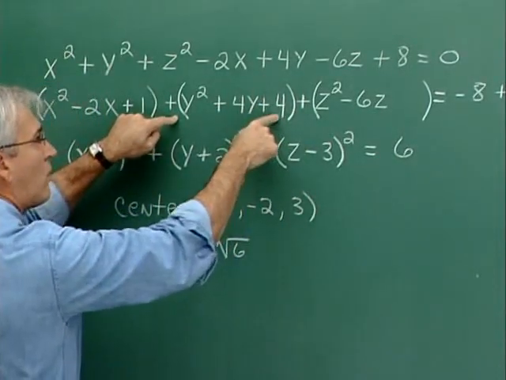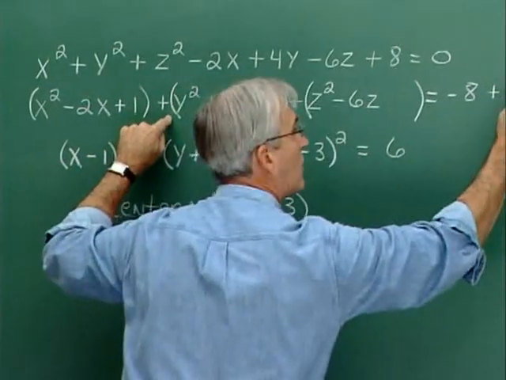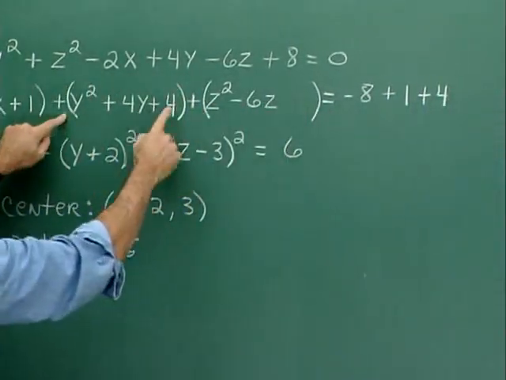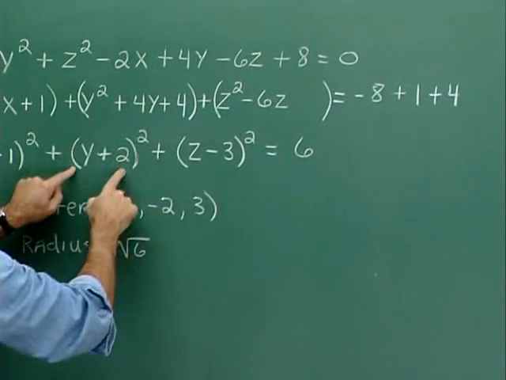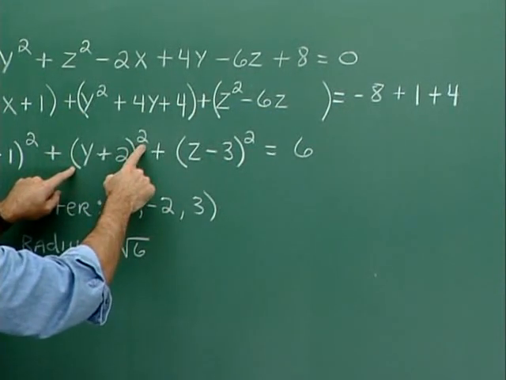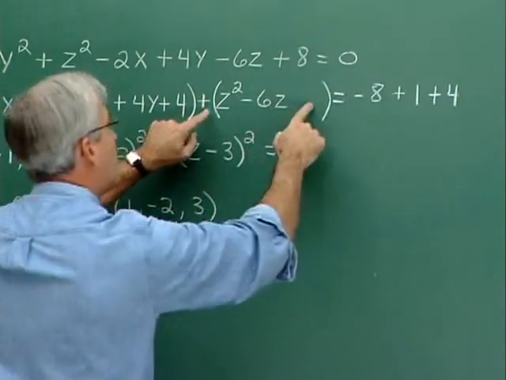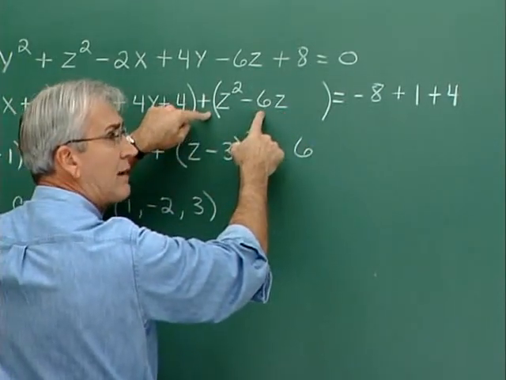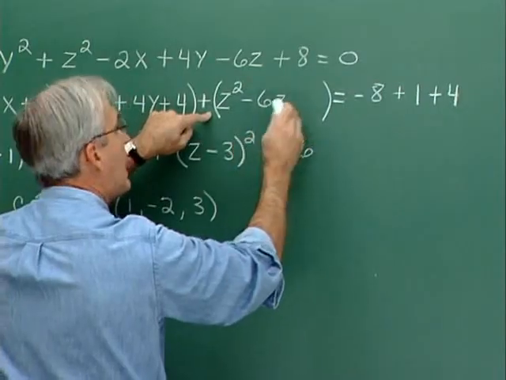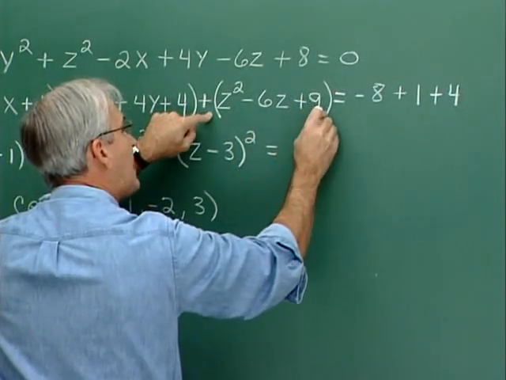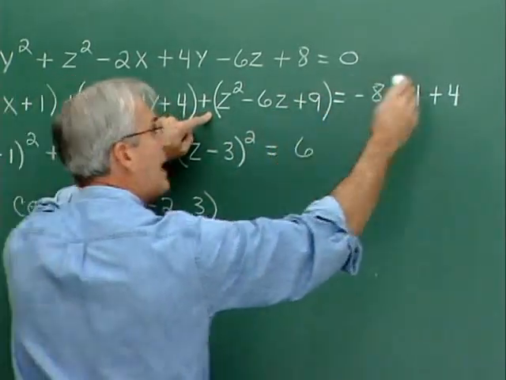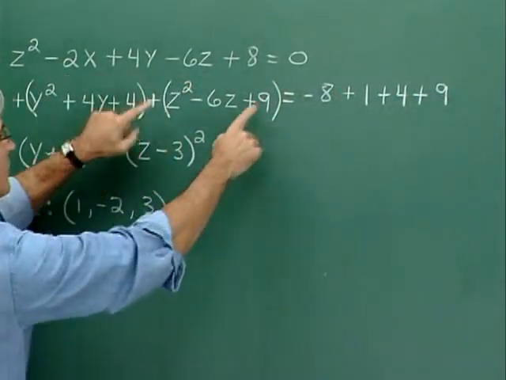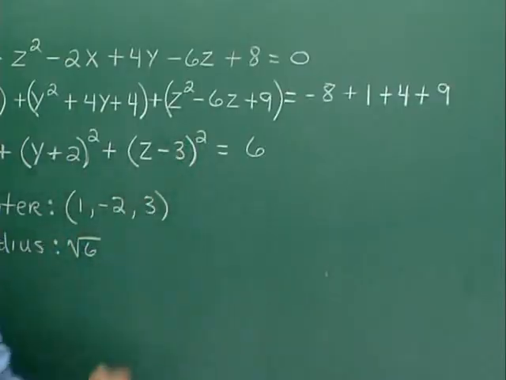And if I add 4 over here, I have to add 4 over there, so I go over here and I add 4. And then back over here, now the factored form is y plus 2 all squared. And then for the terms involving z, to complete the square, half of negative 6 is negative 3, squared is 9. So I'm adding 9, but if I add 9 here, I have to add 9 on the right. And then back over here, factoring, I get z minus 3 squared.